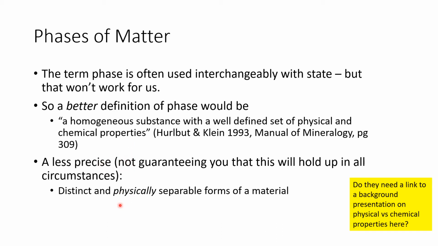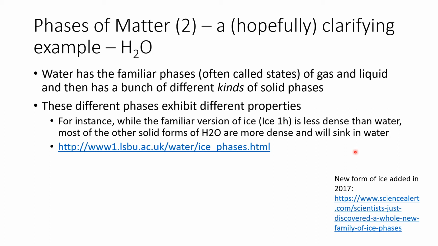Now, another, maybe more usable version of the definition, though I can't guarantee that it'll always hold up, might be that it's physically separable. So if you can separate out your aragonite from your calcite, both of them are the same solid with the same chemical formula and everything else, but they have different physical and chemical properties. And maybe I can clear up some of this with an example.